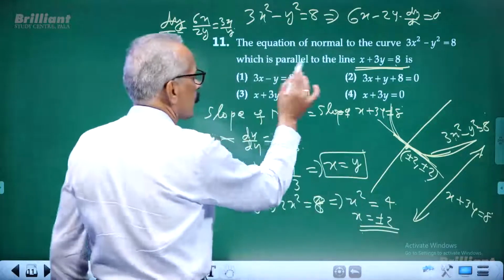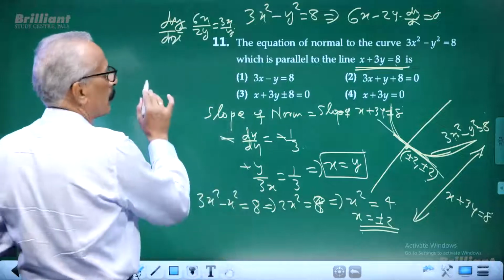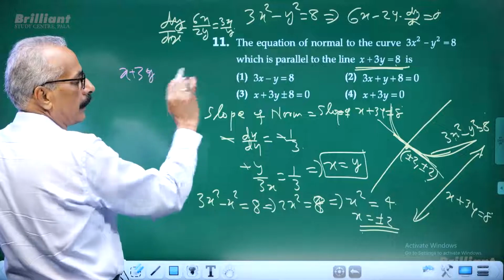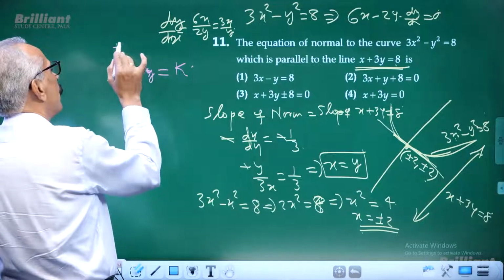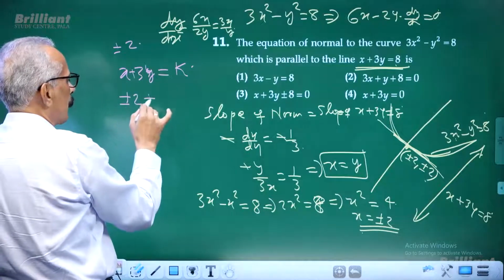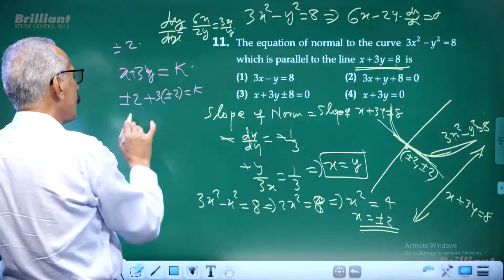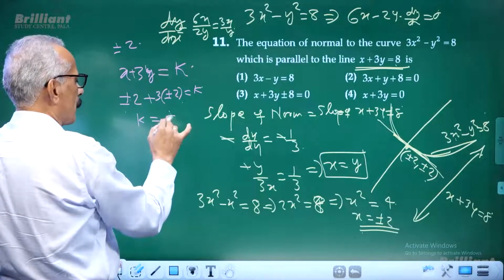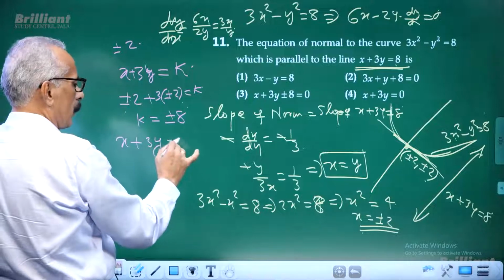We want the equation of the normal. What will be the equation of the normal? Equation of the normal is x plus 3y equal to k, and it passes through the point plus or minus 2. That means plus or minus 2 plus 3 into plus or minus 2 equal to k. That means 2 plus 6, 8, minus 2 minus 6. So k is equal to plus or minus 8.